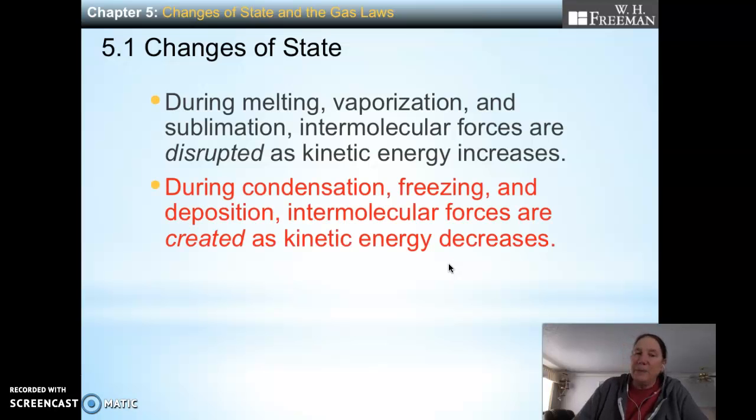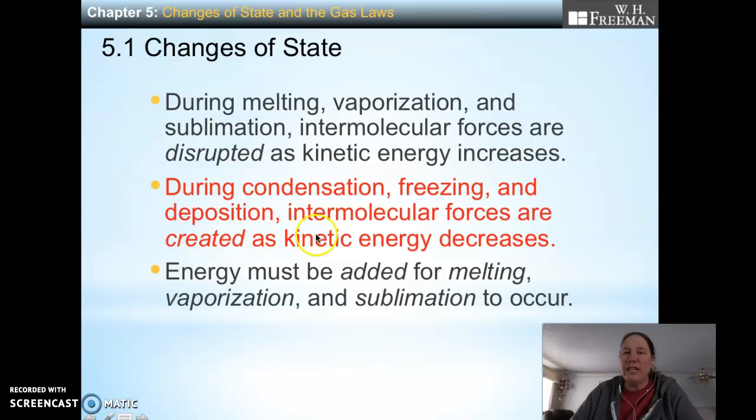Okay. The opposite: condensation, freezing, and deposition. Now what happens is you're going to take away energy. You're going to take away some of that kinetic energy. And so the particles aren't going to move as fast, so they get closer together. So if you think about it, when you go from a liquid to a solid, the particles have to be closer together. So you take away some of that kinetic energy so the particles don't move as fast, and then they hang out closer together because you have those intermolecular forces. They're stronger then, okay?